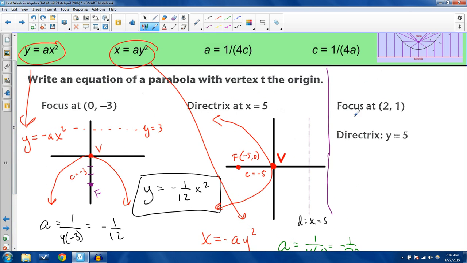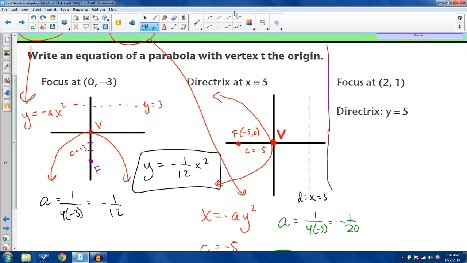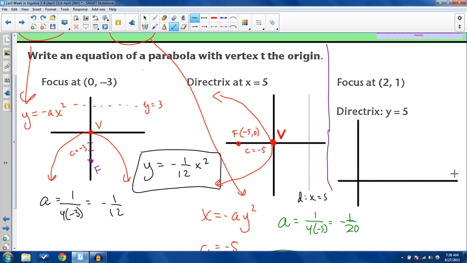Okay, and the last one, this one is not at the origin, at least not to my knowledge. You have a focus here at (2, 1) and a directrix at y equals 5. So let's go and graph that just to get the visual, to get the perception of what we're looking at here. So we have axes there. We have a focus at (2, 1) right there. We have y equals 5, 2, 3, 4, 5 for our directrix.